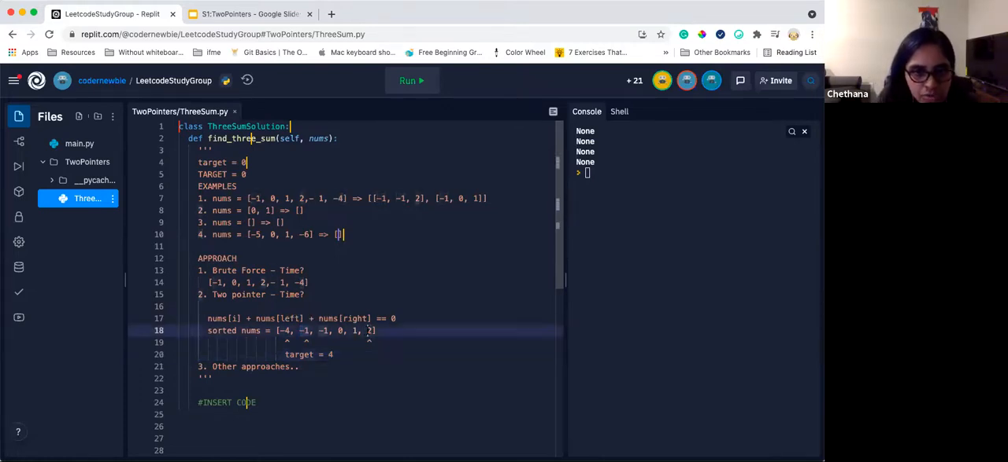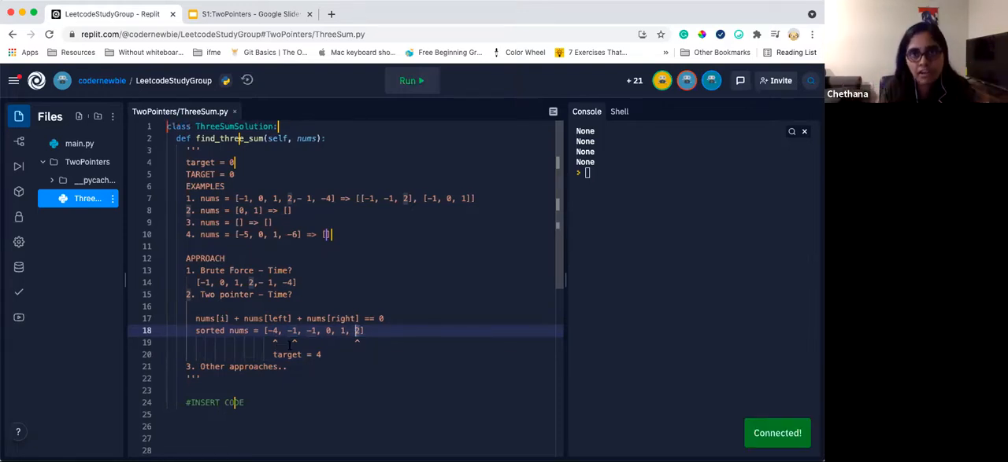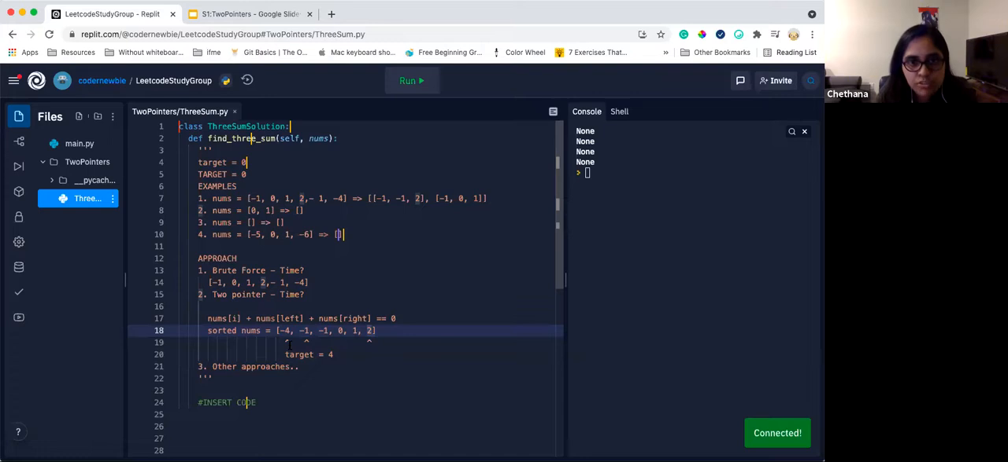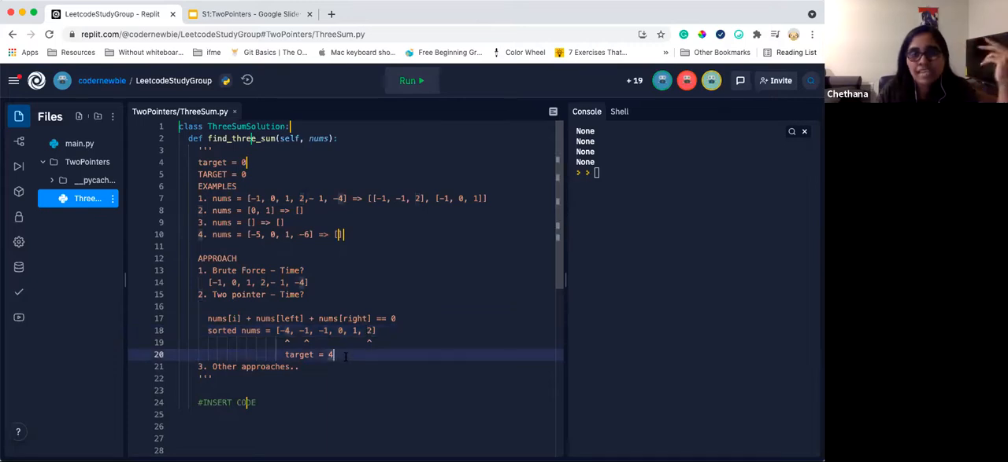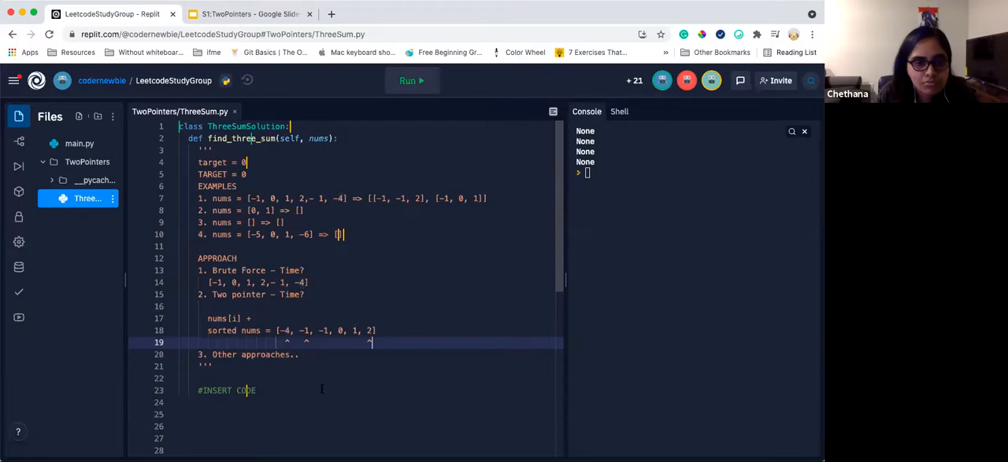Now let's start with the first. -1 and 2 add up to 1. They don't add up to 4, so it's not the right one, but they do help us understand where our left or right pointer should move. They govern where our left or right pointer should move. So now we have 1, right? Is 1 equal to 0, or greater than 0? Obviously it's greater than 0.